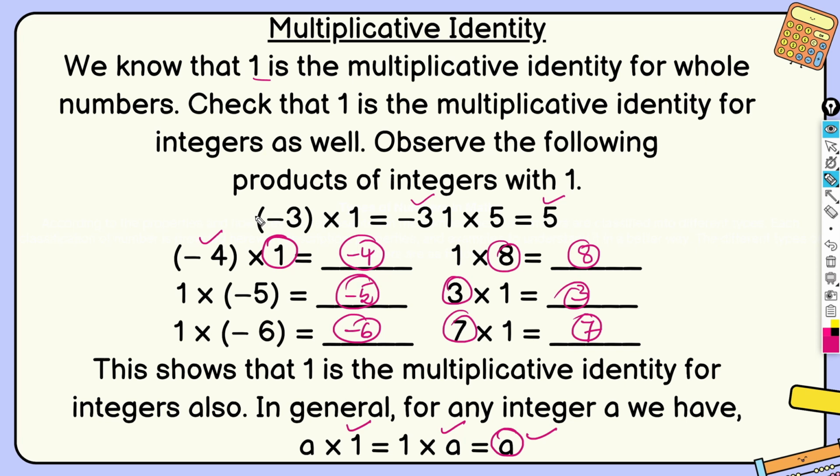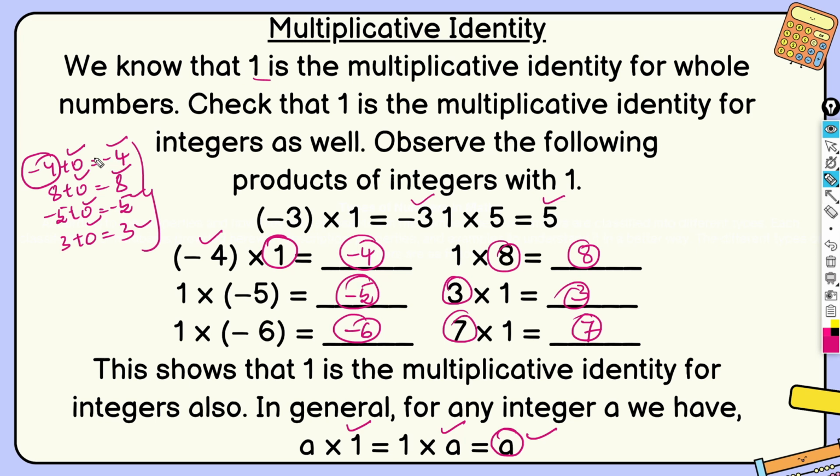As 1 is the multiplicative identity, we have 0 as the additive identity. Because when we add 0 to minus 4, minus 4 plus 0 is equal to minus 4, 8 plus 0 is equal to 8, minus 5 plus 0 is equal to minus 5, 3 plus 0 is equal to 3. In all these cases, when we add 0 to an integer, we get the same identity, that is minus 4 in this case, 8 here, minus 5 here and 3. Thus 0 is the additive identity, because when we add 0, we get the same identity.